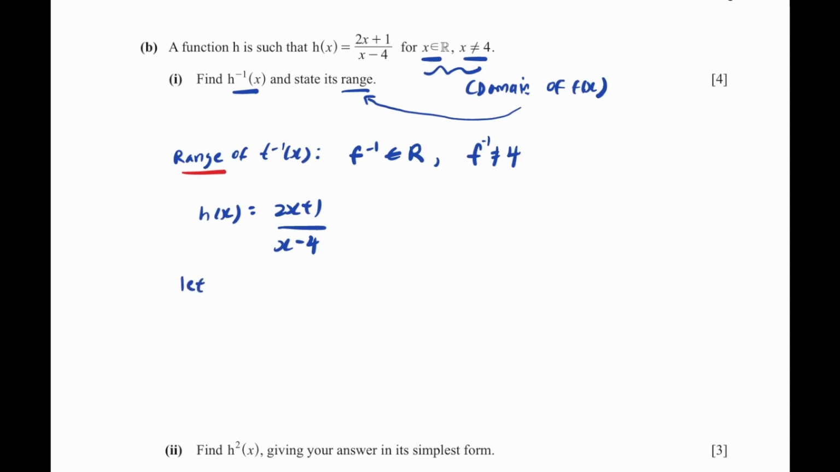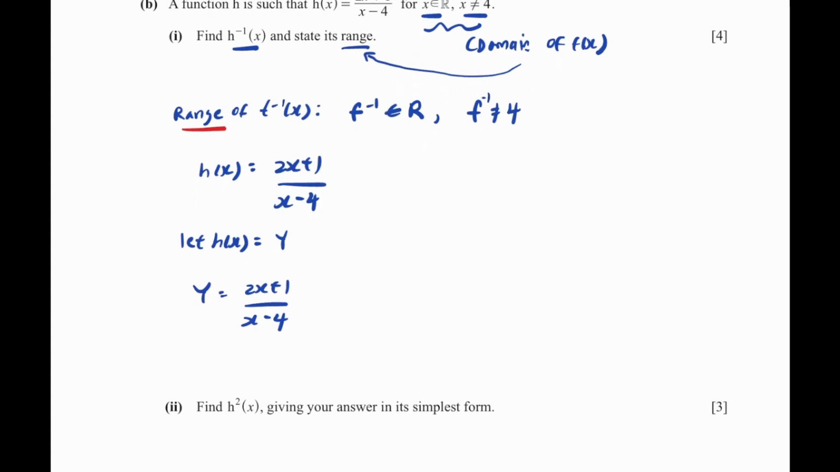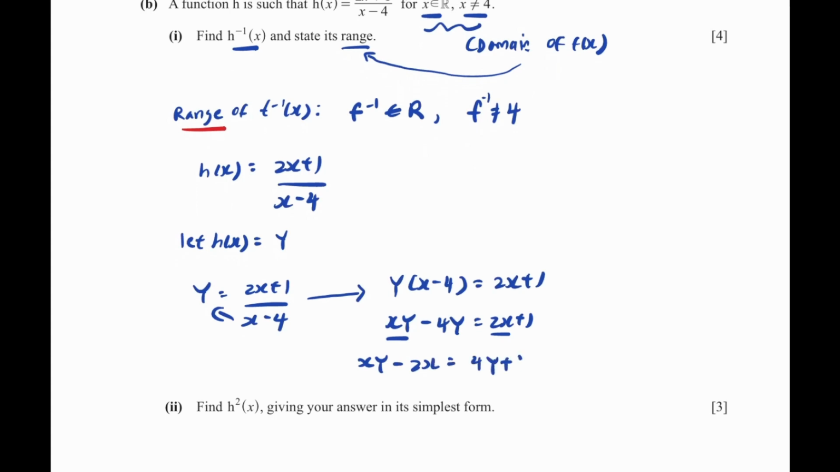So let h of x be, what would it be? Let it be y. y is equal to 2x plus 1 over x minus 4. Then you make x the subject, but be careful, especially when you are doing factorizations. Move this one over: y times x minus 4 equals 2x plus 1. Okay, xy minus 4y equals 2x plus 1. Make x the subject. Group the x like terms together: xy minus 2x equals 4y plus 1.